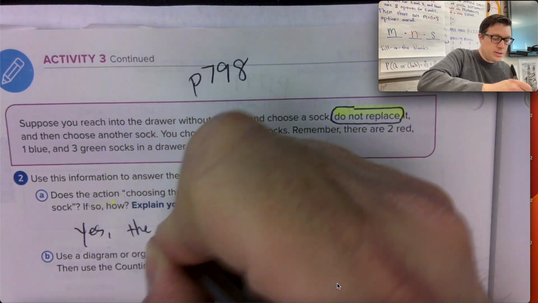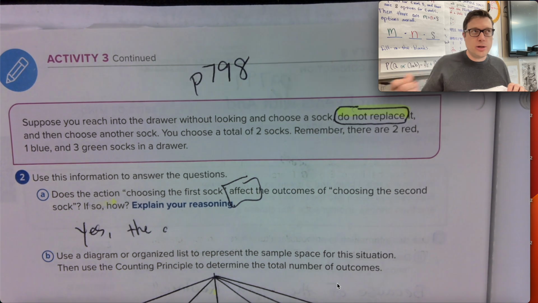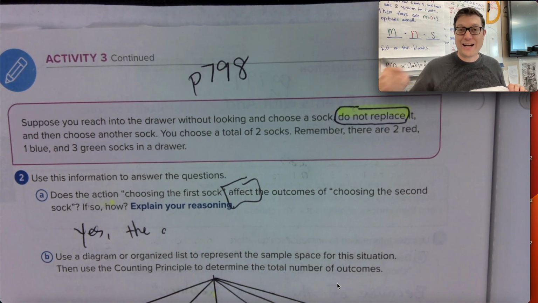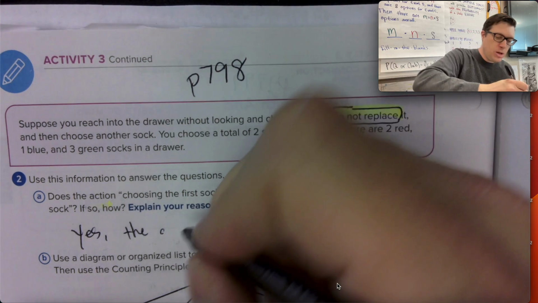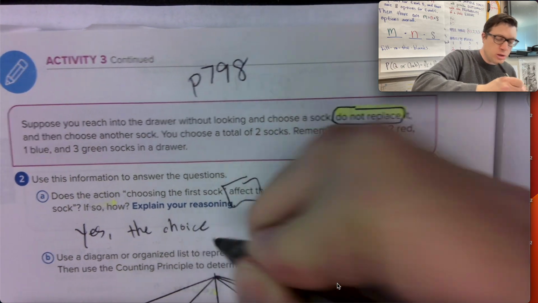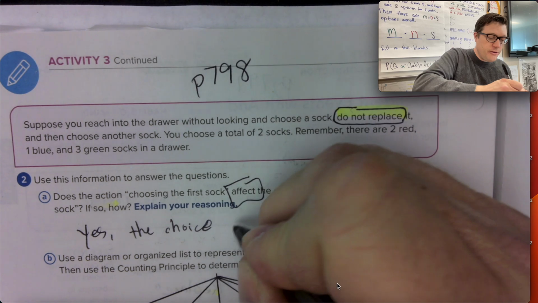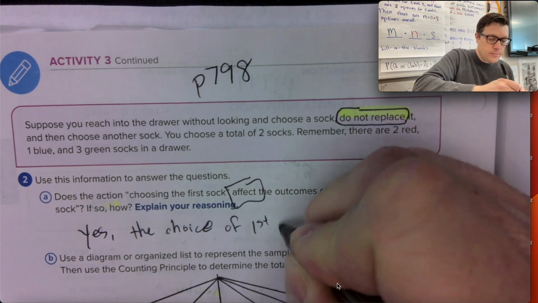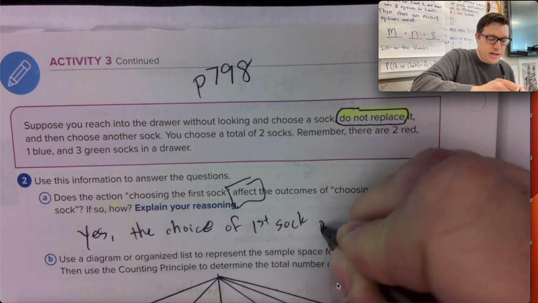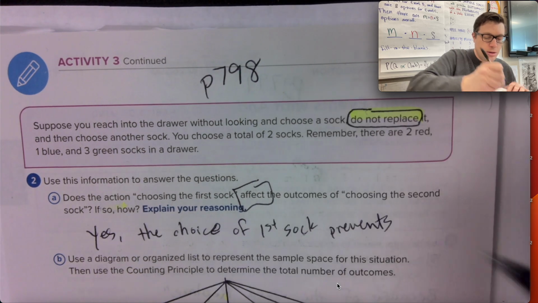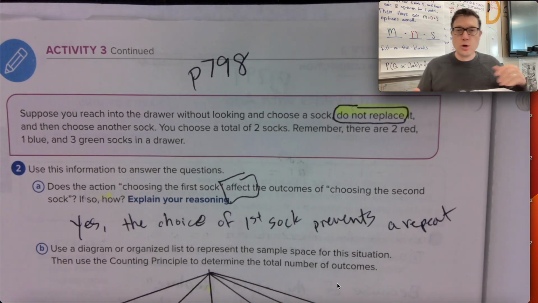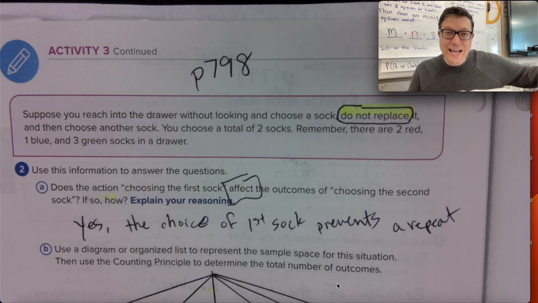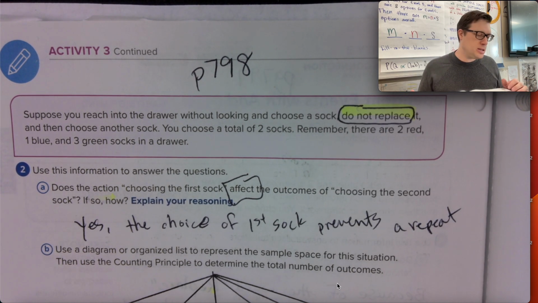The choice, it's not really a choice. It's just the action of drawing a sock out of the drawer, but we'll call it choice for now for short language. The choice of the first sock prevents a repeat. And because a repeat is prevented in the second sock, this is a dependent situation.